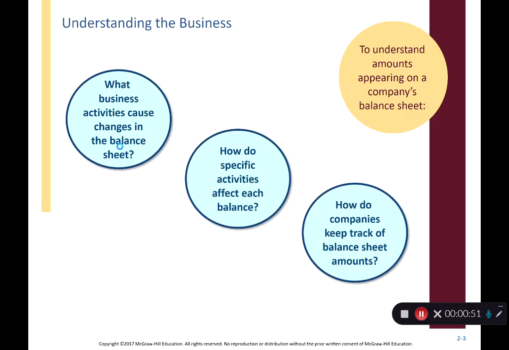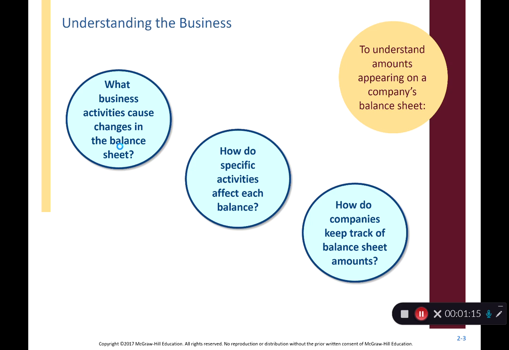So the first thing we're going to talk about is understanding a business. To understand the amounts appearing on the company's balance sheet, we need to know what types of business activities would cause changes in the balance sheet, how specific activities affect each balance that shows up on the balance sheet, and how companies keep track of balance sheet amounts. So that's going to be the focus of this chapter.